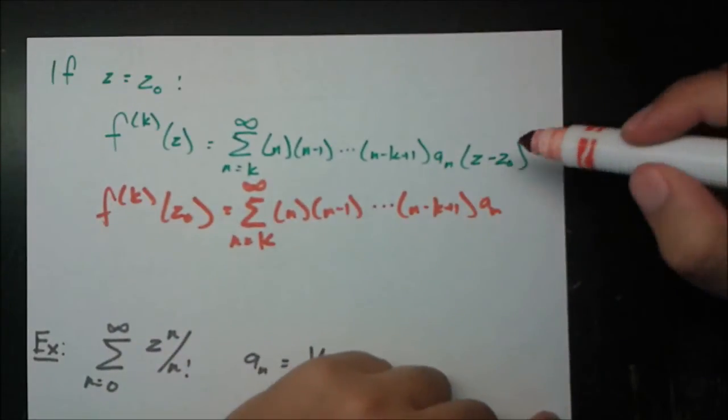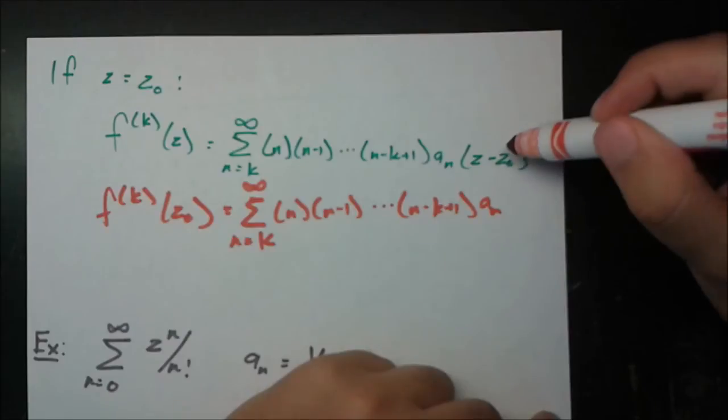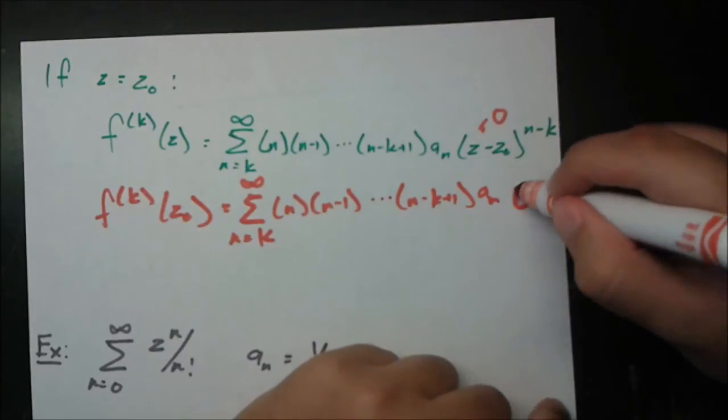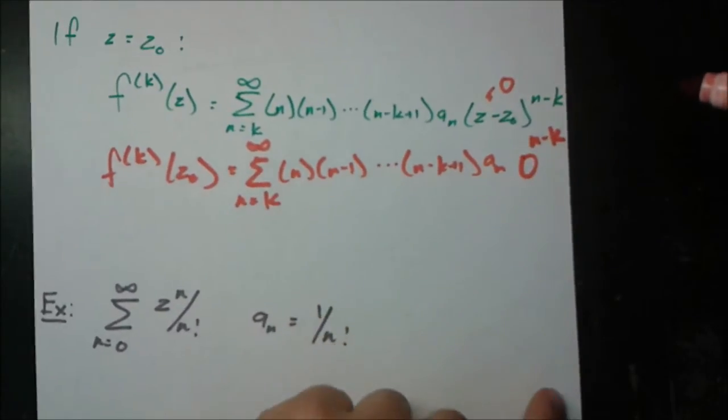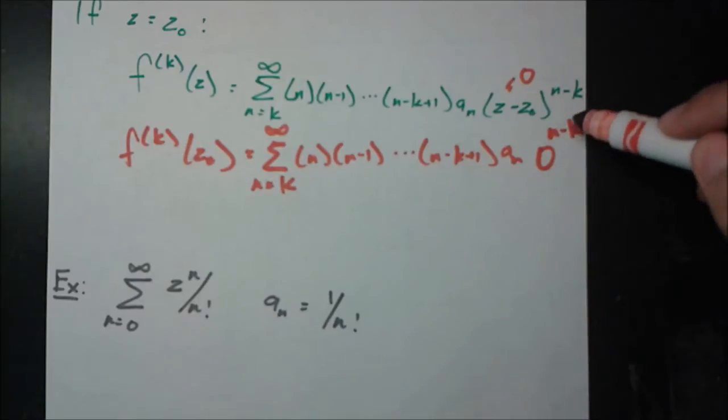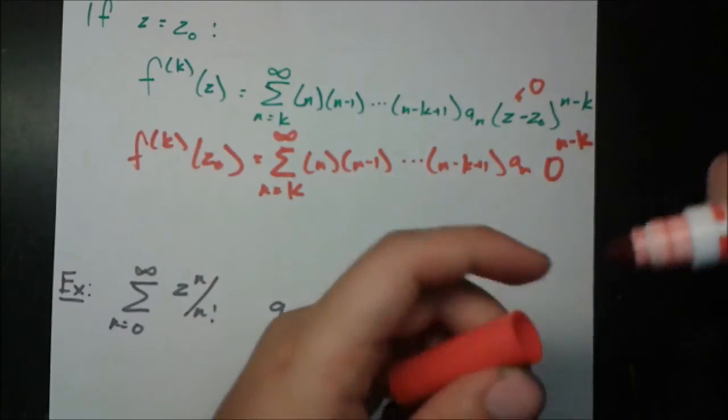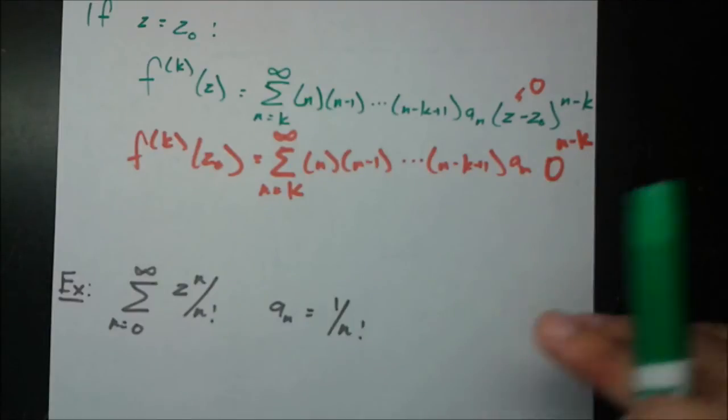But now here's the big difference. Since we have z minus z naught, and z is z naught, this is going to be 0. So we're going to have 0 to the power of n minus k. So you're probably thinking this is going to have to be 0, right? Because there's this big fat 0 here, multiplied by anything. Well, there is a slight nuance, and let's find out right now.